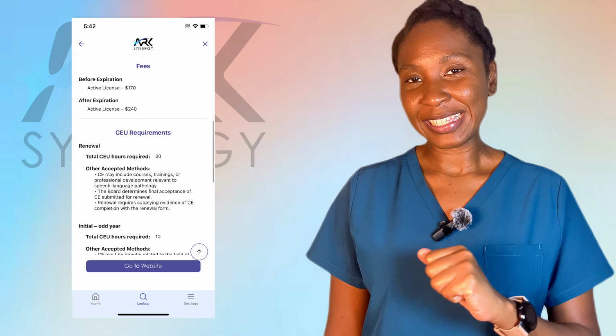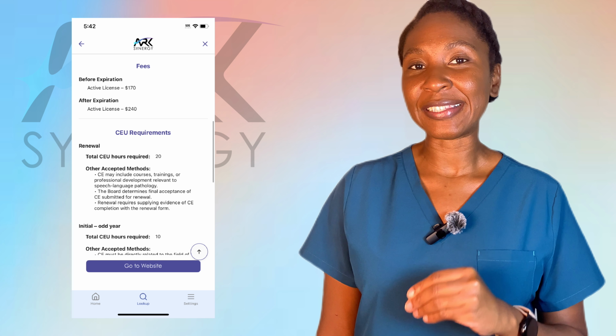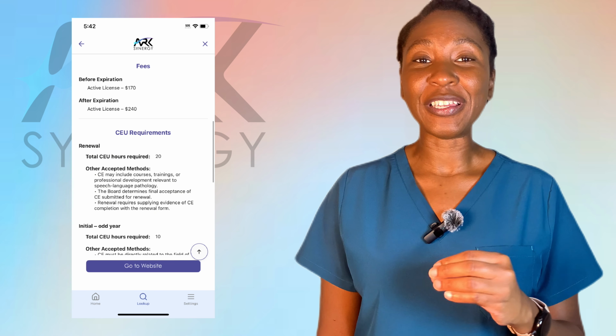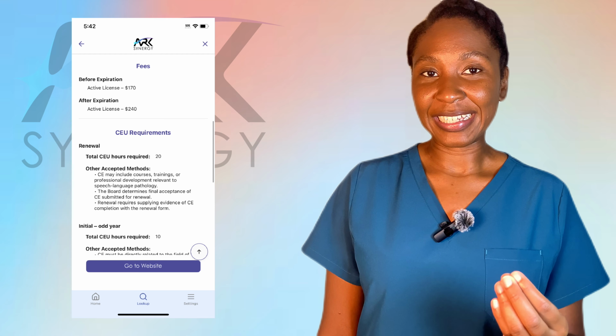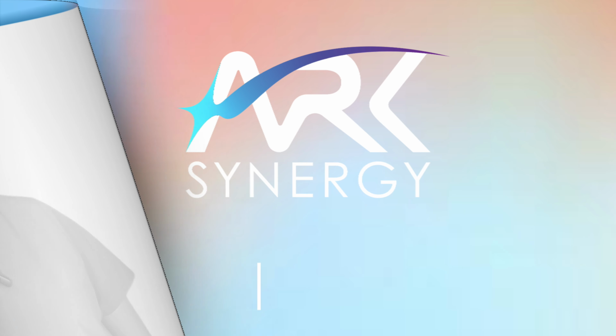Let's talk about fees. If you renew before your license expires, the fee for an active license renewal is $170. If you renew after your license expires, the fee increases to $240 for that license. So renewing on time can really save you money.